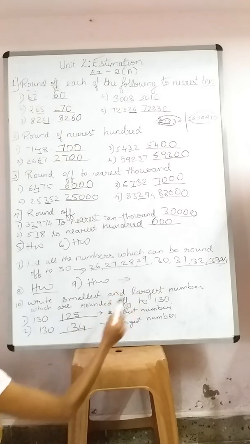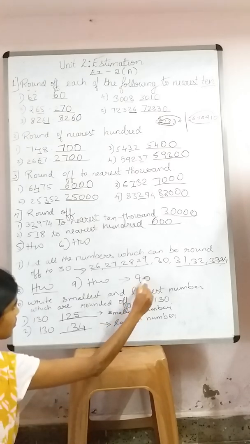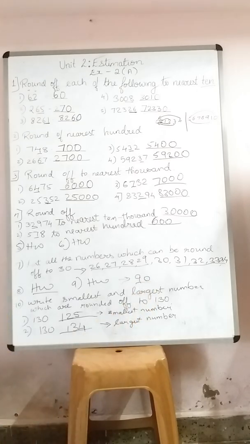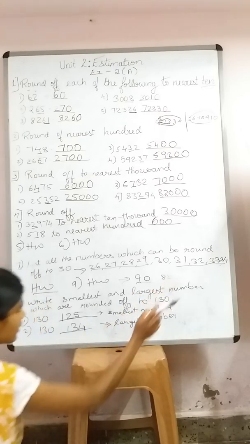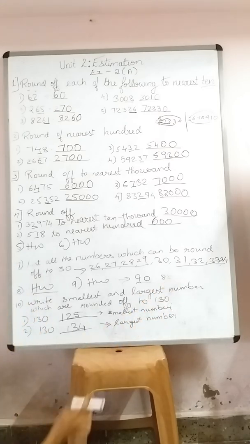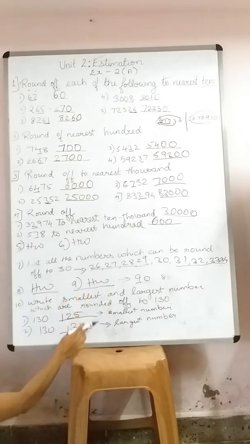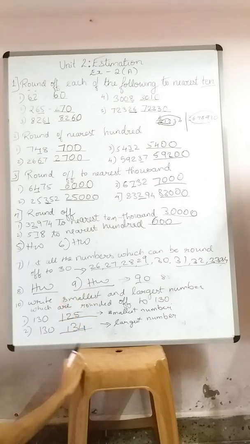So in number 9, which can be the smallest, children? I have given you homework. Just think which can be the smallest. Number 90 is given. So which can be the smallest? Closer to 90. 0 is closer to 5. So 85. Yes or no? And then which can be the largest number for 90? 94. Because 95 falls to the next place. So 94 will be the largest number. So this is given as homework. If you have understood this, you can solve number 9.